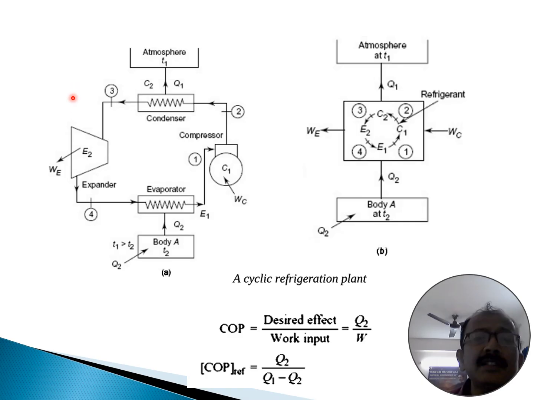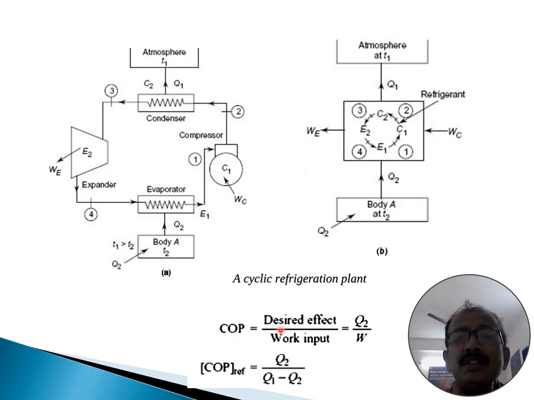Now here is the simple cyclic refrigeration plant, the block diagram. So compressor, condenser, expansion valve and evaporator. The refrigerant flows through the compressor, after that the condenser, expansion valve and evaporator. So the right part is the flow chart and block diagram of the vapor compression refrigeration plant unit.